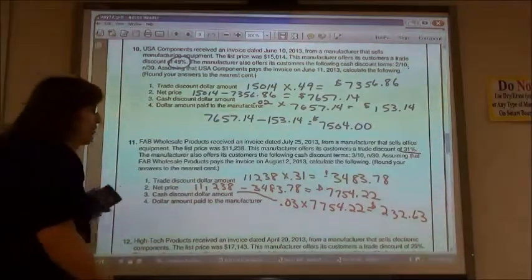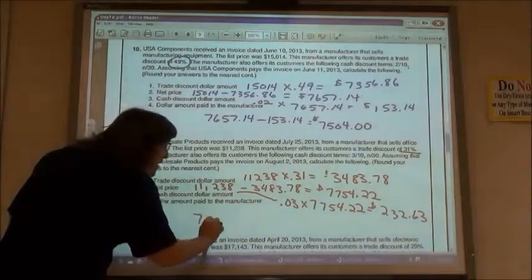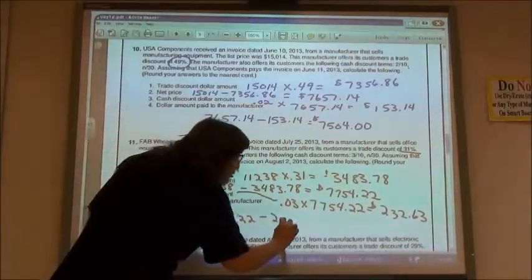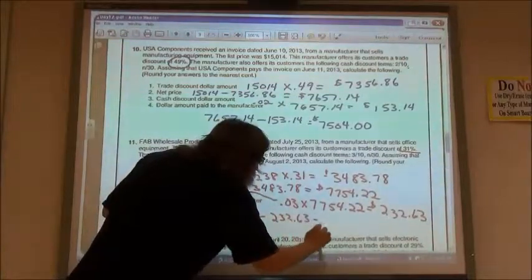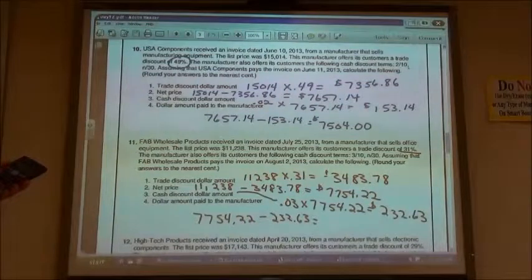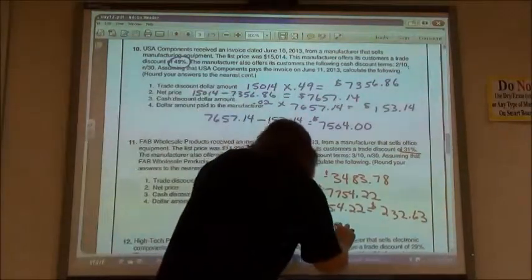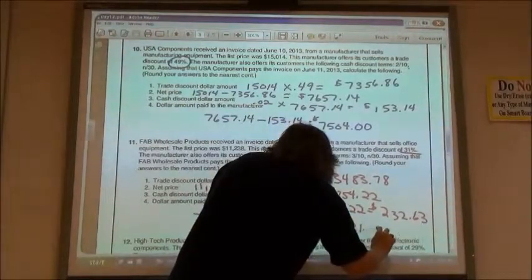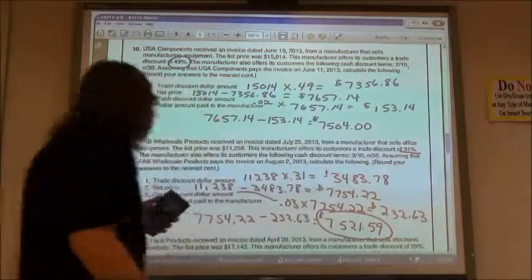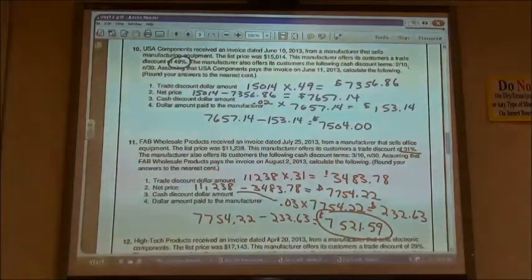The dollar amount that I'm going to pay to the manufacturer then, the $7,754.22 minus my $232.63. This time I'll clear out my calculator so I don't get any rounding mistakes. $7,754.22 minus 232.63 gives me $7,521.59 for the amount that I'm going to pay to the manufacturer.